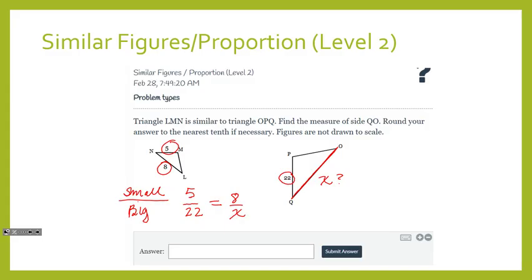So 5 times X is 5X. 8 times 22 is going to give you 176. Then divide by 5, divide by 5, and we're going to get X equals 39.2. It says rounded to the nearest tenth, so that would be your right answer.